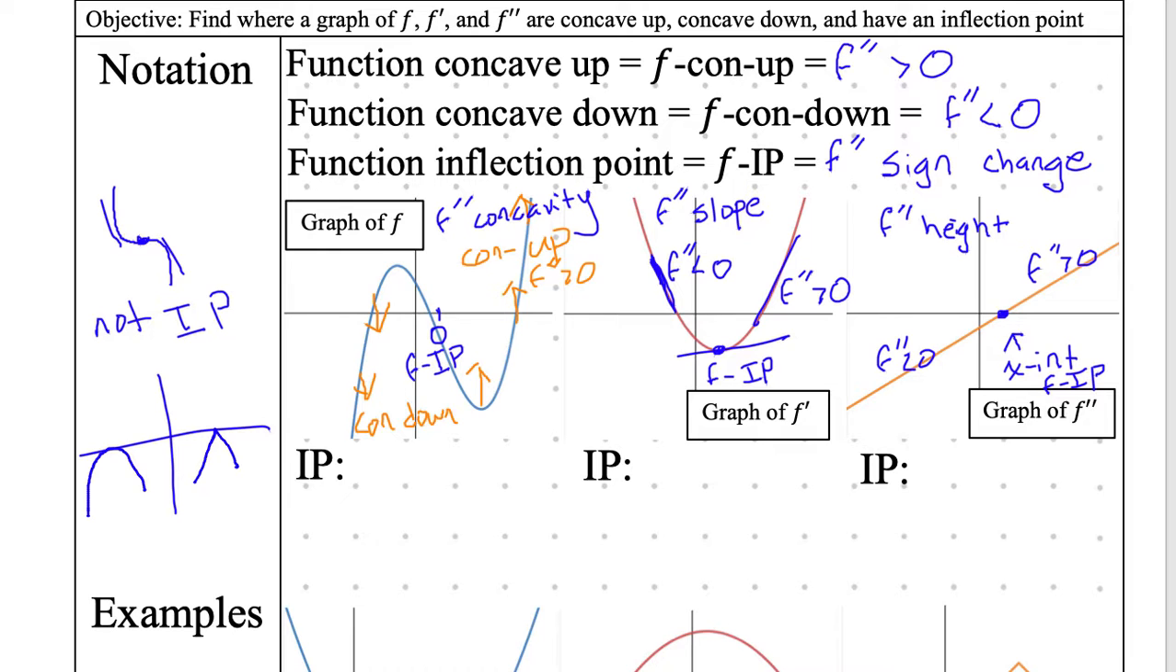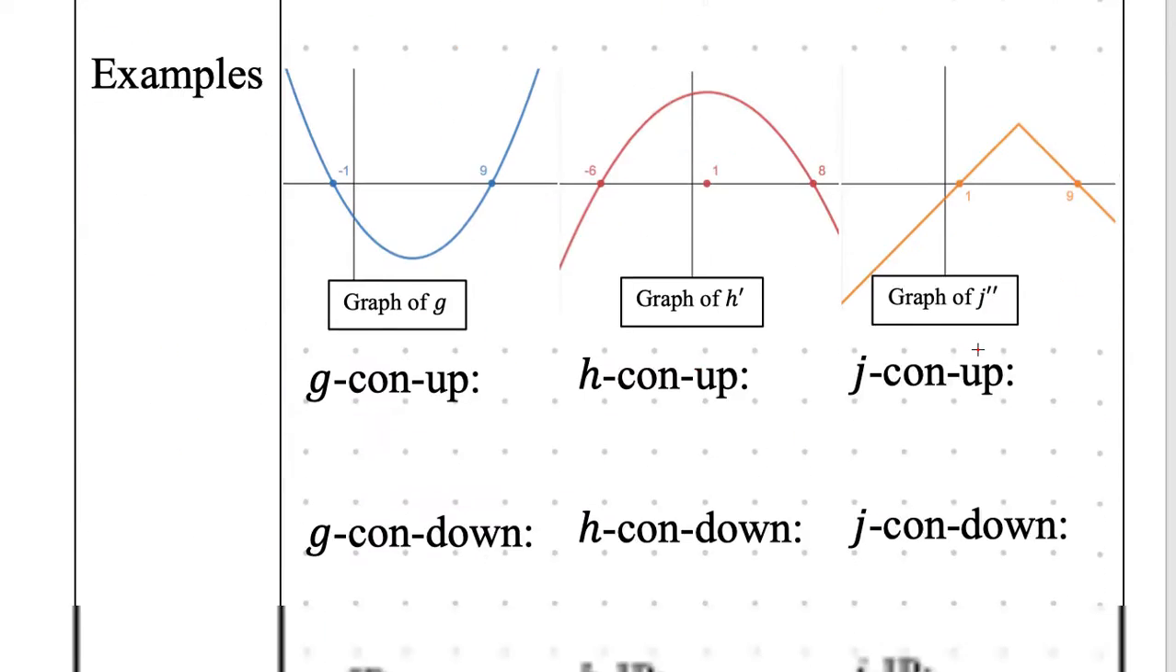So make a note here, it has to go through the x-axis on a graph of f double prime. If it goes through the x-axis and doesn't turn around, then that's an inflection point on a graph of f double prime. All right, so here are some examples.